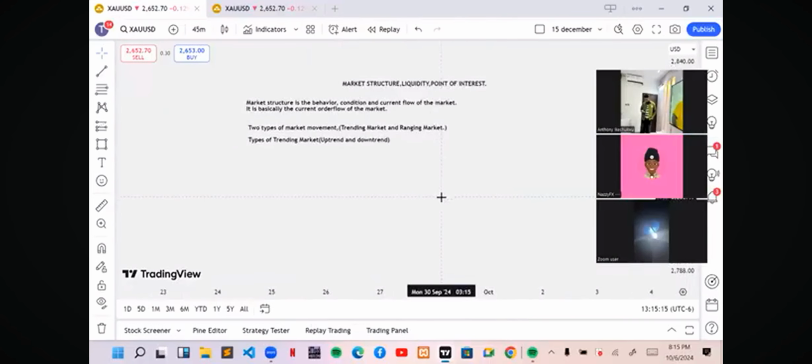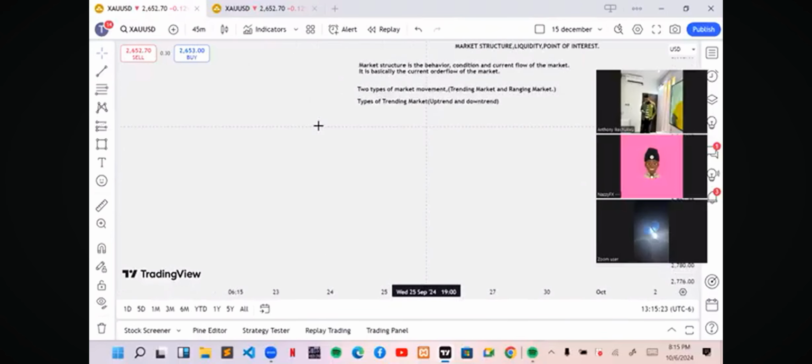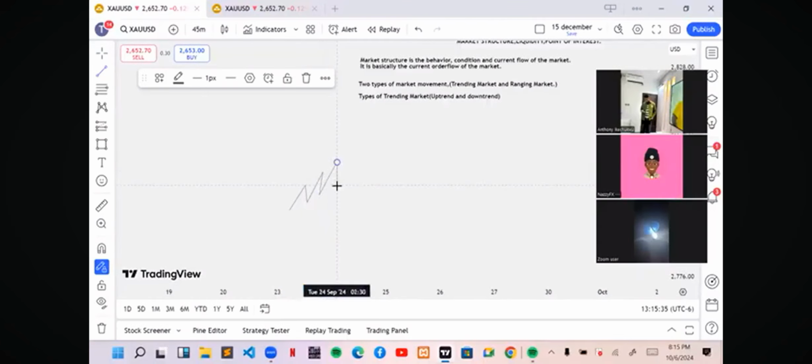So what I mean by an uptrend is when market is making a series of higher highs and higher lows. That's what it means for market to be on an uptrend. Market is making a series of higher highs and then higher lows, higher highs and then higher lows. This is what it means for market to be on an uptrend.